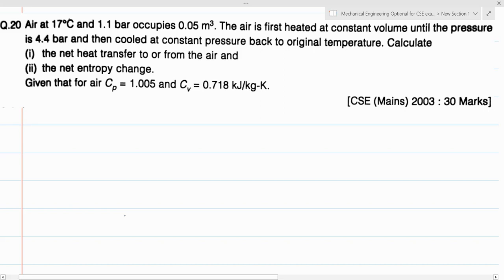Hello guys, so this is question number 20 of engineering thermodynamics that appeared in the civil services mains examination of 2003, and this is of 30 marks. So let us read the question.